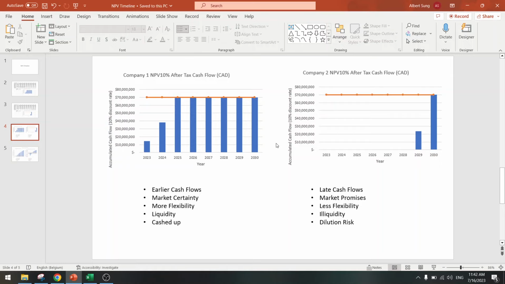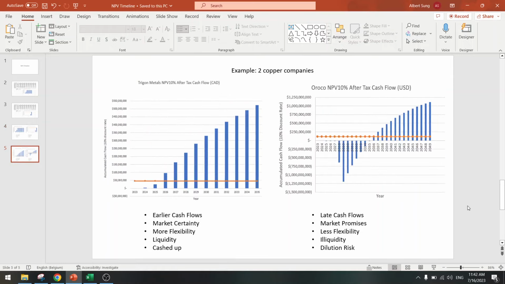So let's look at a real life example. We have 2 copper companies, and these are real companies. First one is Trigon Metals, which I own. And the next one is Oroco, which I don't own. And you can see why. This company has earlier cash flows. So you get your money back somewhere between 2025, 2026, where they will have huge production increases and positive cash flows. And this company has late cash flows. So you need to wait probably 10 years to get your money back.